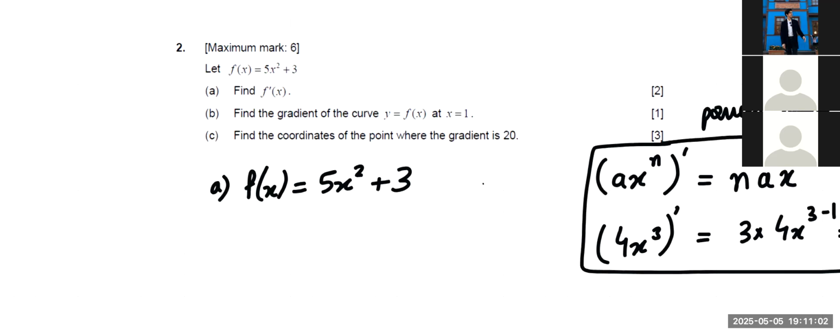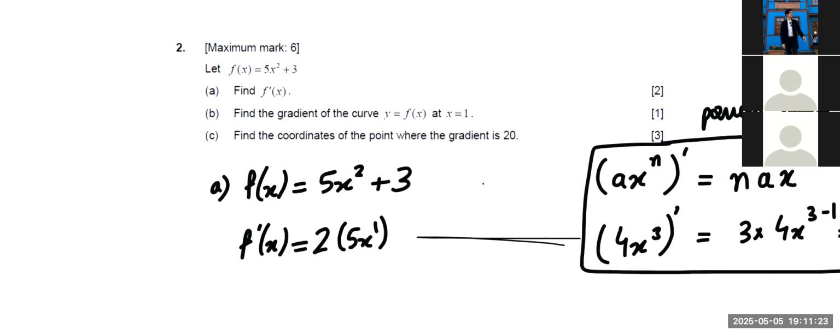To find its derivative, all you got to do is multiply 5. So first take this term, right? So multiply the whole thing by 2, which is the current power. And then subtract 1 from the power. So 2 minus 1 would become just 1.